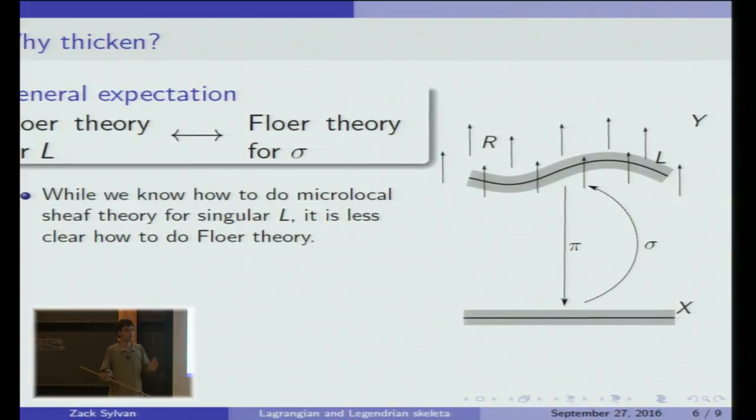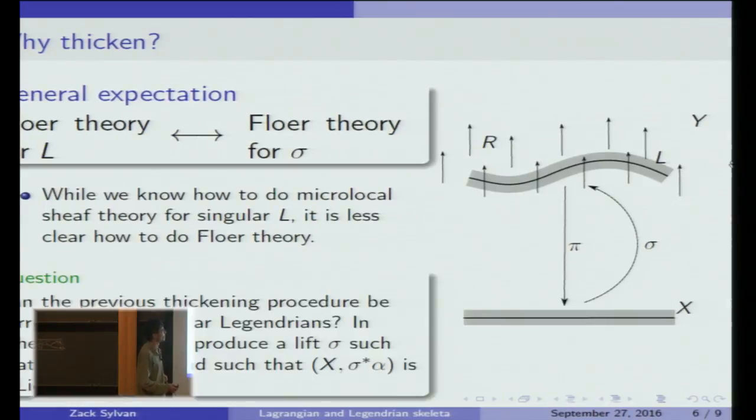So next week we might see another way of doing Floer theory for singular Legendrians at John Pardon's talks, but I don't yet know how to do Floer theory. So what I would like is a way of thickening these singular Legendrians in the same way as I thickened a smooth Legendrian. So the question is, can we do this for a singular Legendrian? So finding a tubular neighborhood, that still works. Projecting, that still works.